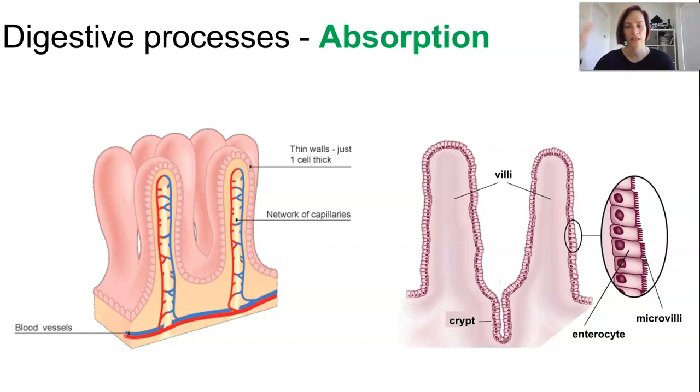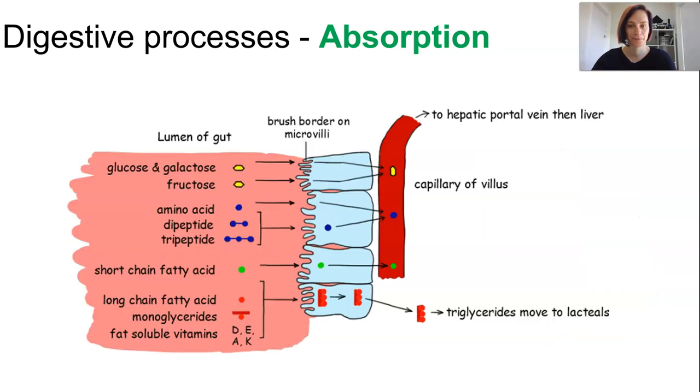So the folds of the inner lining are really important, and there are about 40 of these villi per square millimeter. And then on top of the villi, there are microvilli to increase the surface area even further.